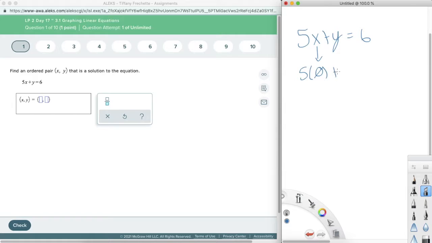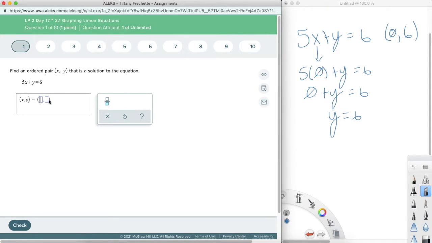So when I have my ordered pair, just like I see here, I'm going to have 0 for my x. I'm trying to figure out what y is. And I do that by solving this equation. So if I say 5 times 0, well, that's 0, plus y equals 6. Well, 0 plus y is just y, so y equals 6. So I quickly arrived there at 0 and 6.